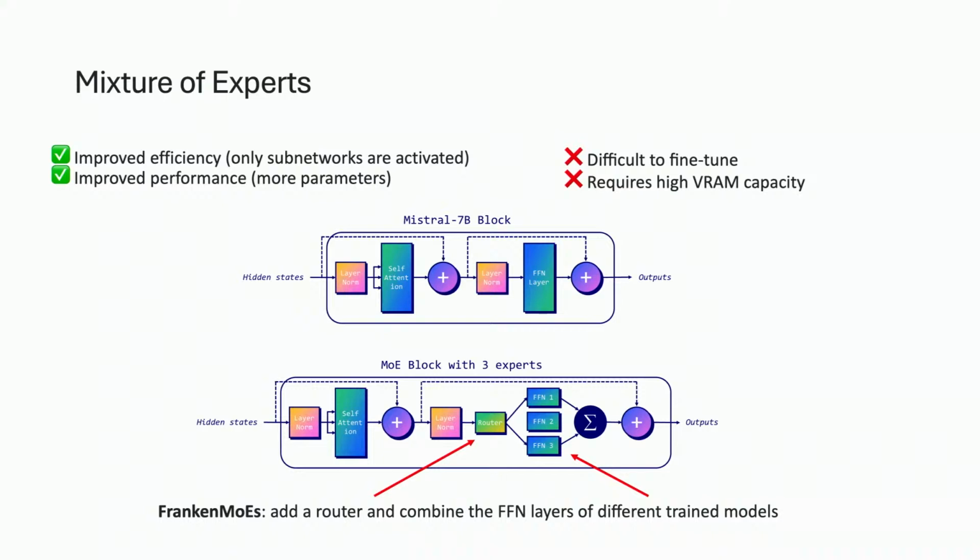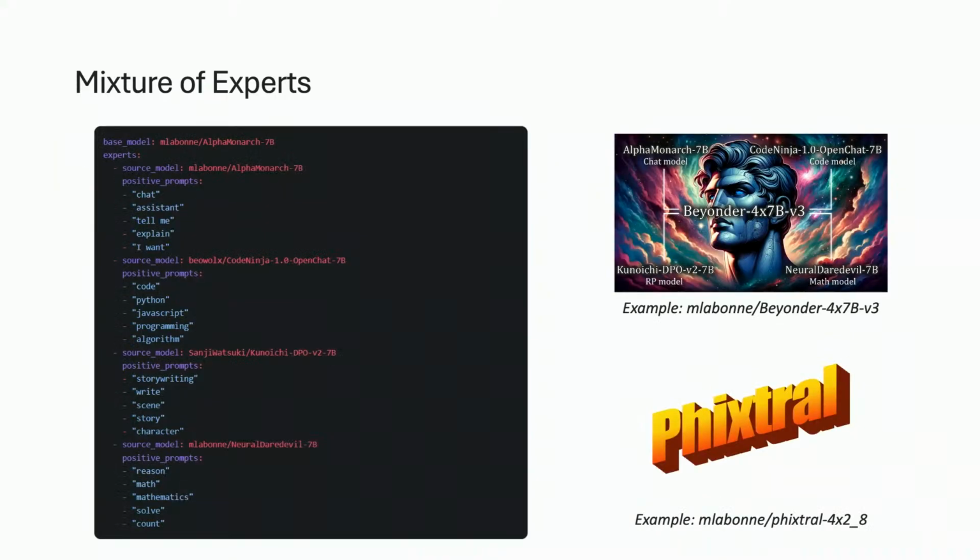So we call this a Franken MoE. You add a router, you combine the FFN layers from different models, and this is how you create your mixture of experts. It's actually pretty cool. It works pretty well in practice. You can see on the left a MergeKit config for the Beyonder model. For this model, I selected 4 different fine-tuned models: one as a chat model, one as a code model, one as a role-play model, and one as a math model.